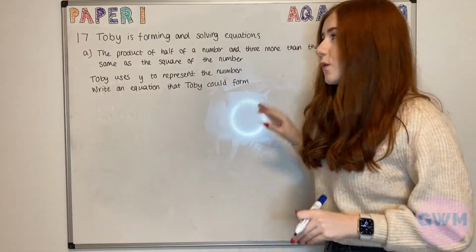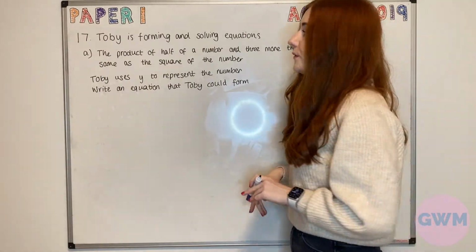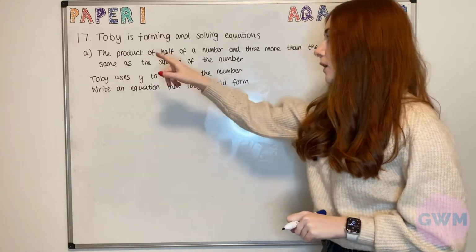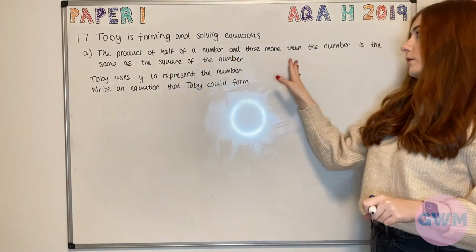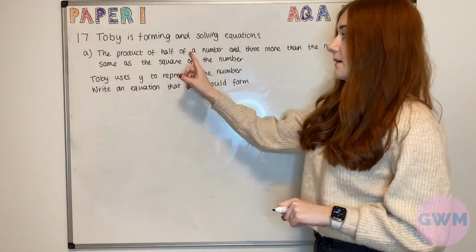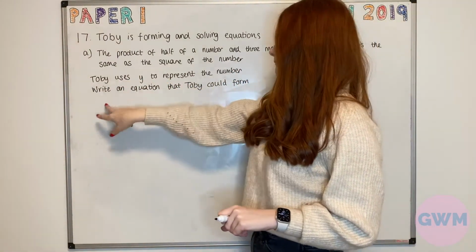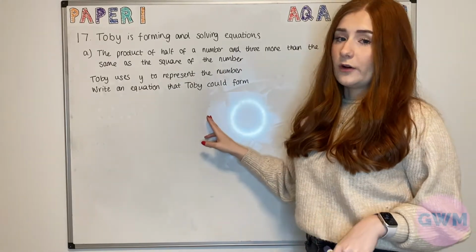Question 17 now, it's quite a wordy one and I've done that on purpose. So the question says, Toby is forming and solving equations. The product of half a number and 3 more than the number is the same as the square of the number, and Toby uses y to represent the number. Write an equation that Toby could form.